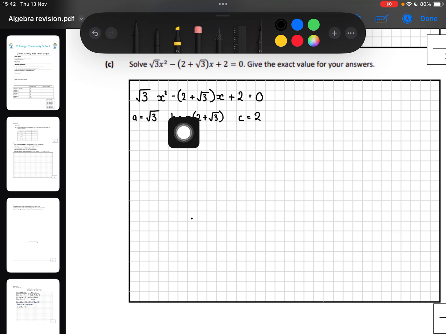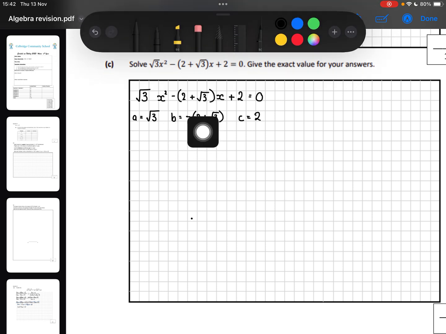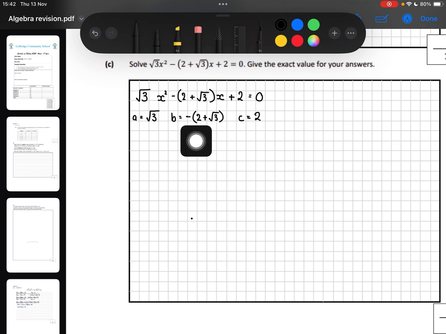Don't forget, when you're subbing in for b, you should put the full thing in brackets. At one point, this is going to have to go into your calculator squared. And if you have that minus outside, then it is not going to work out for you. So if double brackets are confusing, you could write b as minus 2 minus square root 3 if you wanted, and then you could sub it in brackets every time. That's fine.